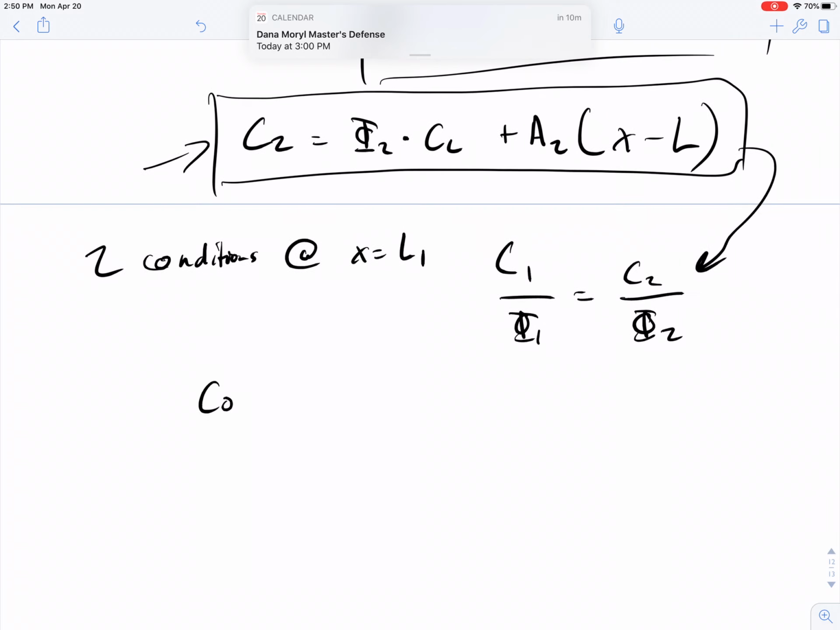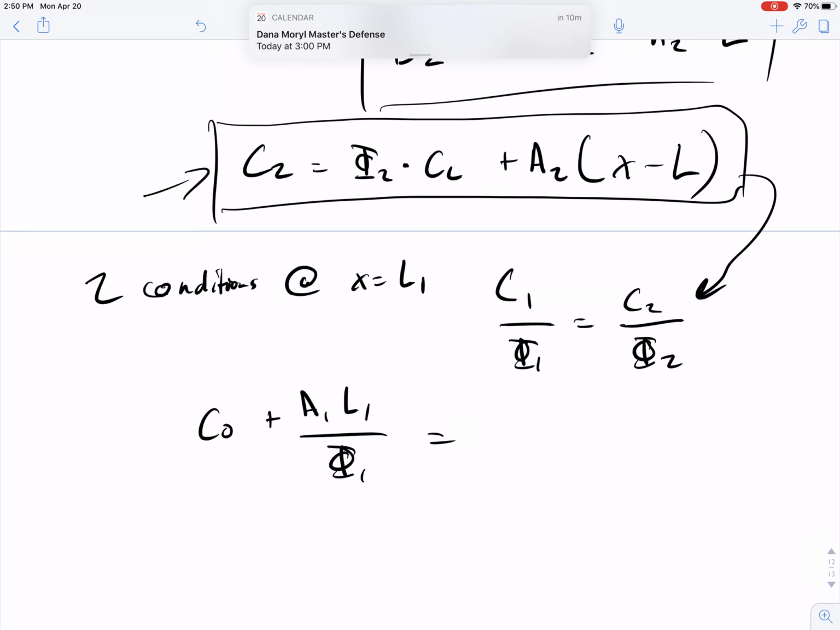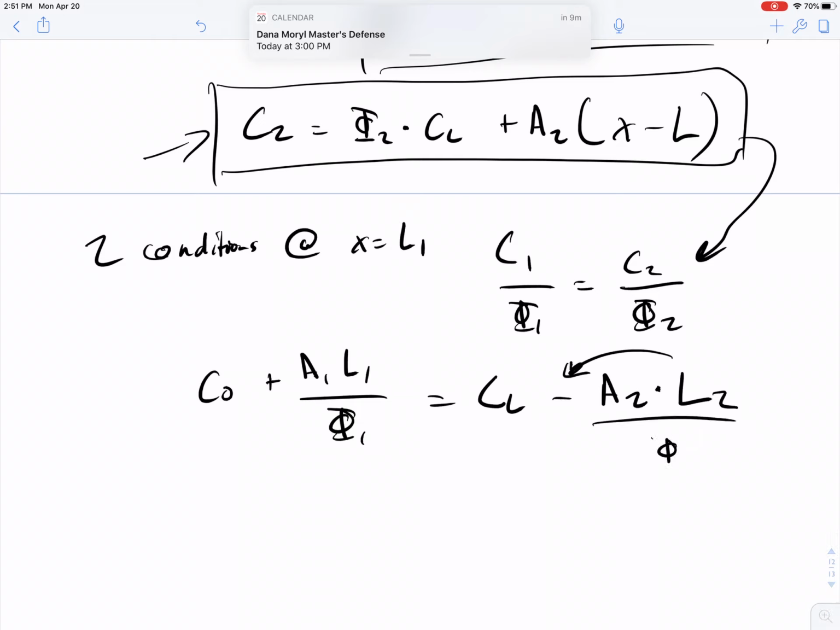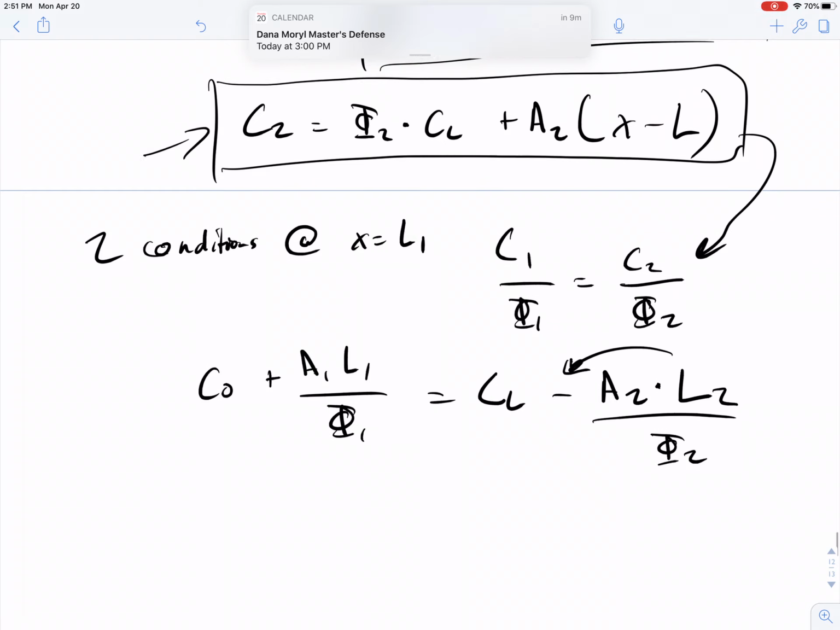We have C0 plus A1 L1 divided by phi1 equals CL minus A2 times, and we're going to put in the L1, and L1 minus L gives us length L2. That's why there's a minus sign right here. And remember this is divided by phi2. Now we have a relationship between A1 and A2.